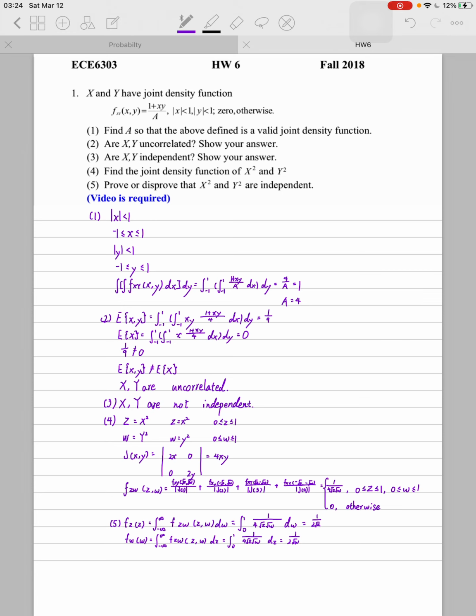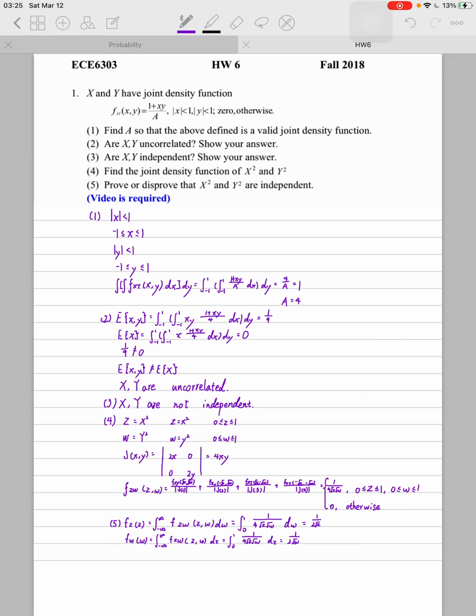So we can get the integral of f(x,y) dx dy equals the integral from negative 1 to 1 of the integral from negative 1 to 1 of (1 plus xy over a) dx dy, which equals 4 over a, equals 1. So we can get a equals 4.